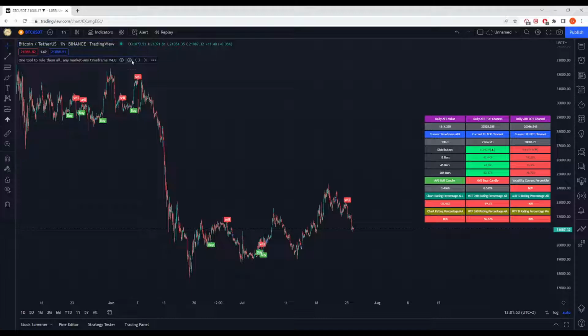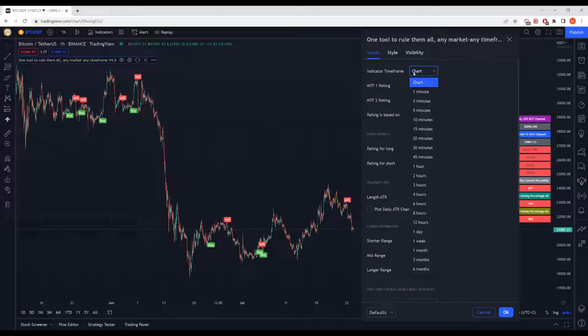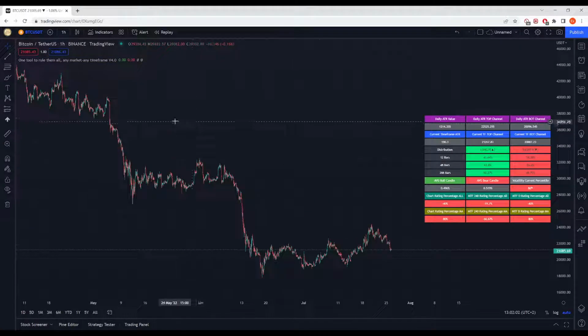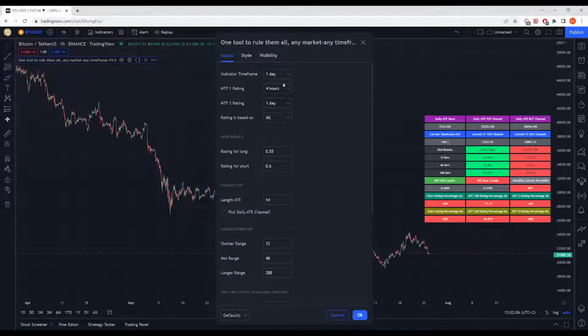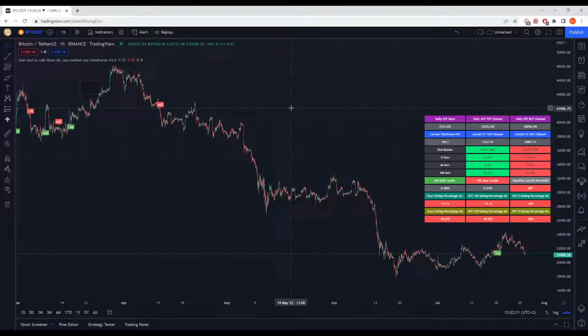So we can see that, for example, if we go right now on the chart, we can use the time frame of the chart, or we can use 4 hours, or you can use a daily time frame. In this case, the signals are going to be much different. But for example, we can use 4 hours.